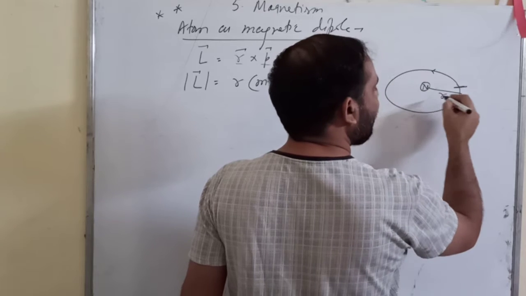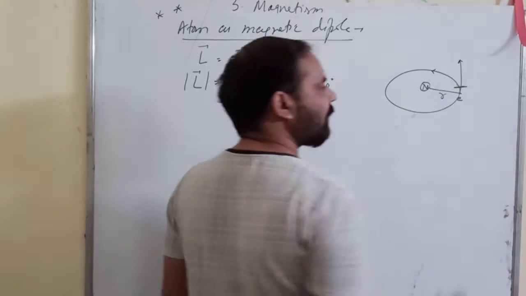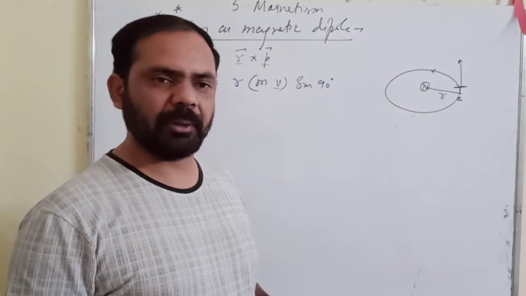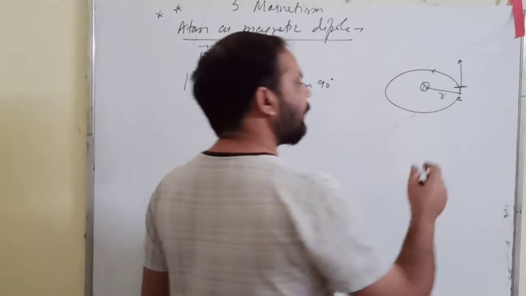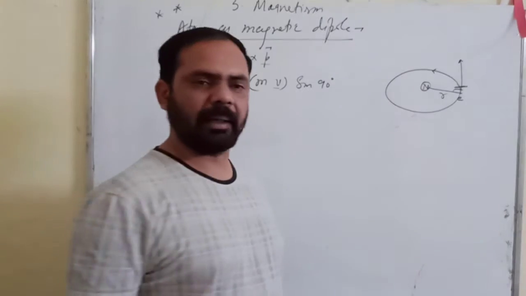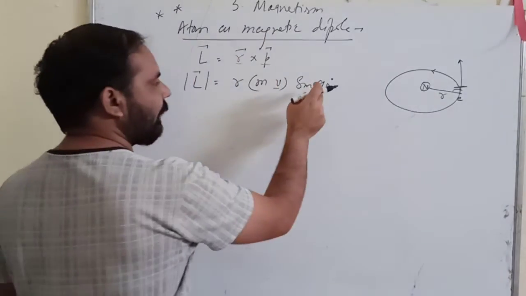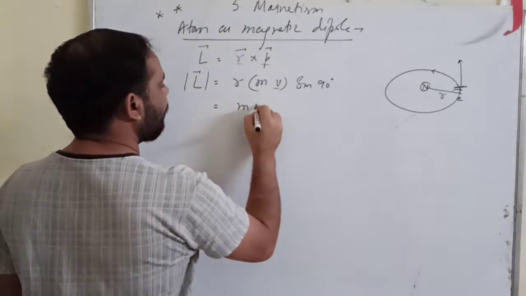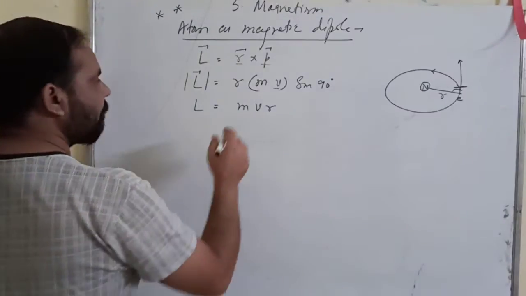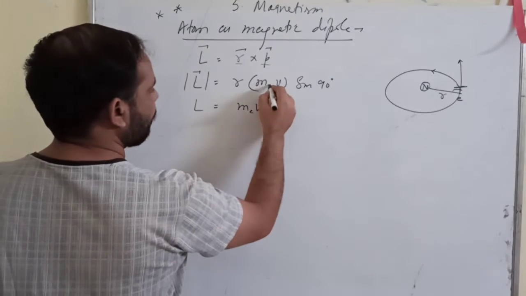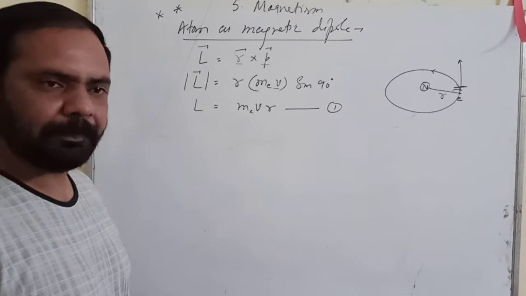What is the direction of v vector at any point? Since the electron is revolving in this direction, the velocity will be tangential. At any point, it will be along the tangent to the path. Now what will be the angle between radius and tangent? The radius is always perpendicular to the tangent at the point of contact. So the angle is 90 degrees. So L is equal to mvr. This m is the mass of electron, so m_e v r is the expression for L, right?